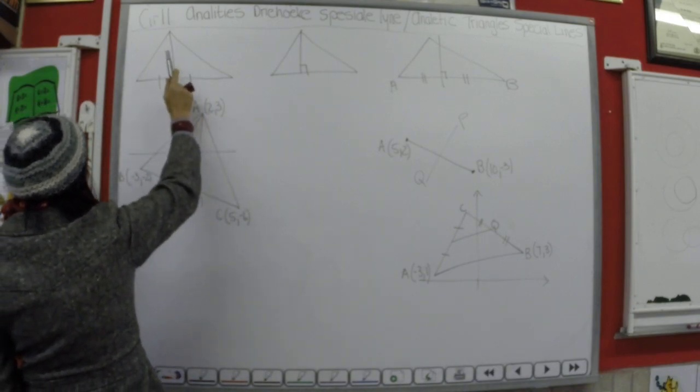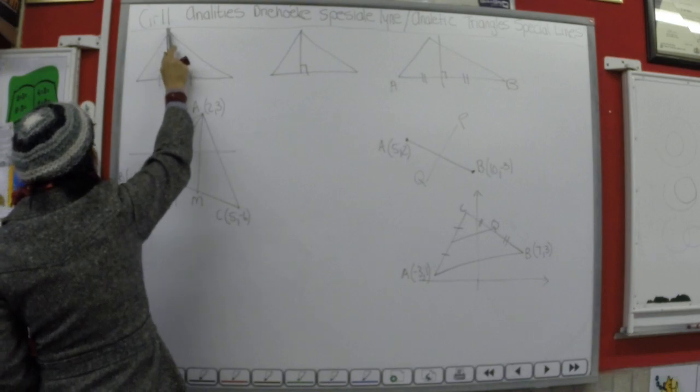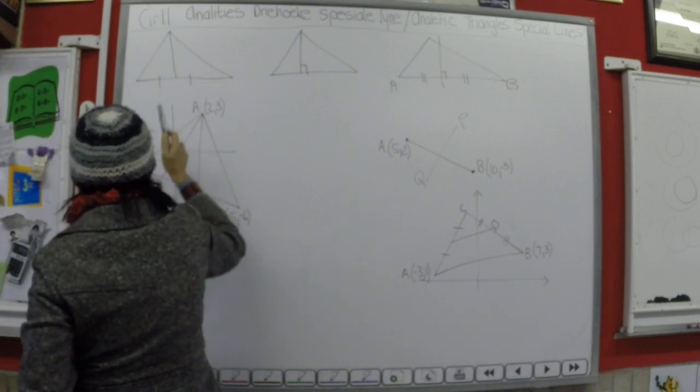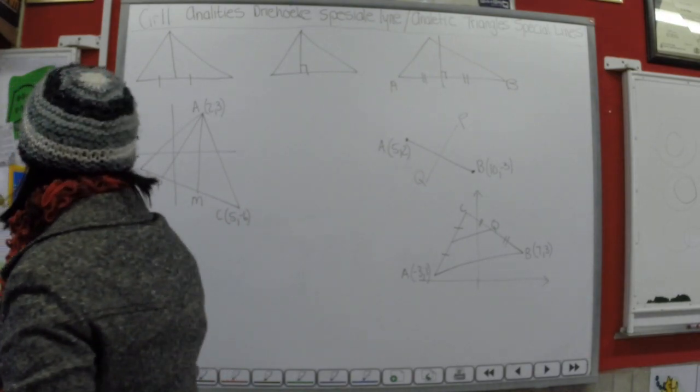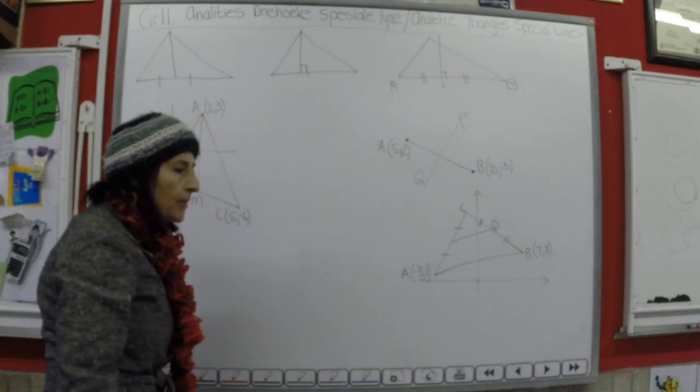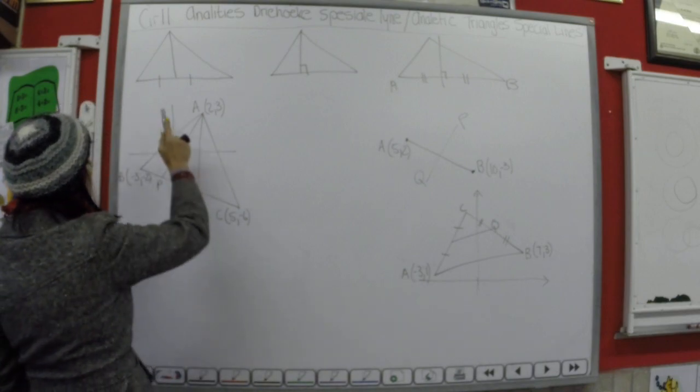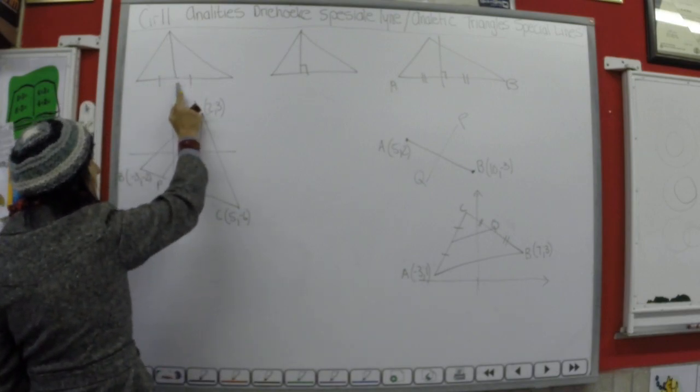Wanneer ons so 'n geval het, wanneer 'n lyn van die punt, bopunt van die driehoek tot op die helfte van die teenoorgestelde sy getrek word, dan noem ons dit 'n swaartelyn. Baie belangrik. In English, that's a median.